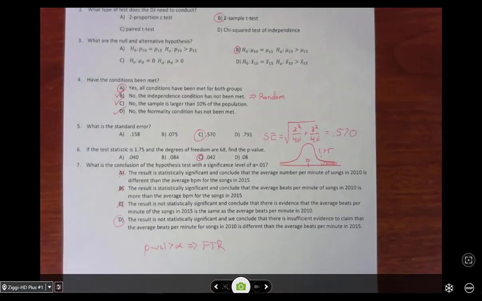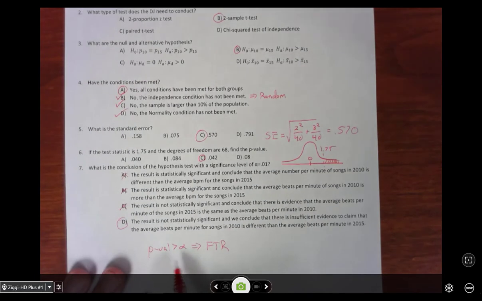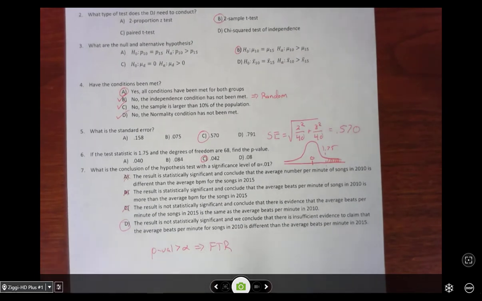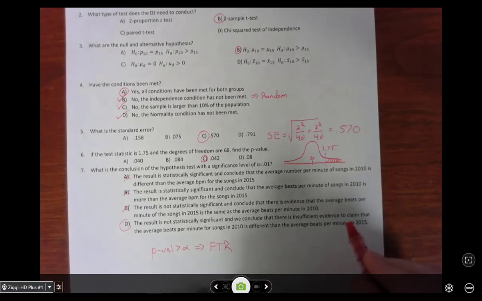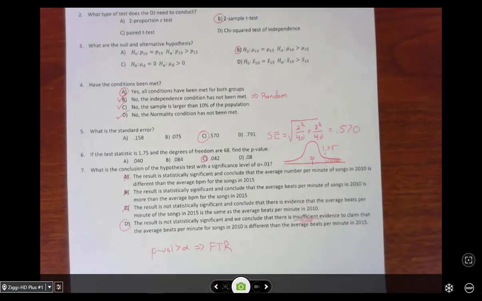The result is not statistically significant, since our p-value is greater than our significance level. We can conclude that there is insufficient evidence to claim that the average beats per minute in songs in 2010 is different than the average beats per minute per song in 2015. So if we fail to reject, it's always going to have insufficient evidence.